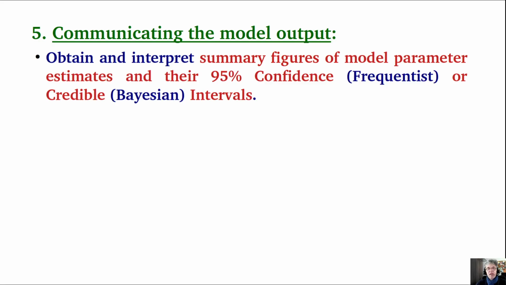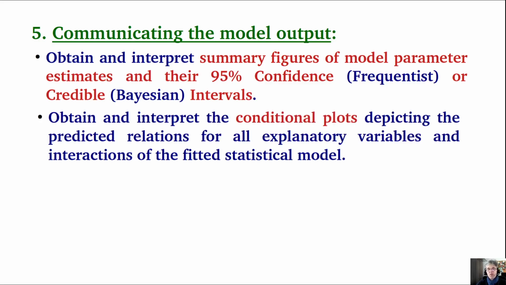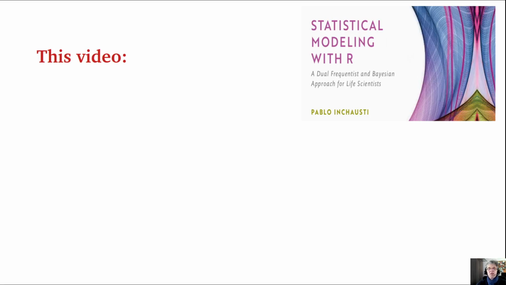So in communicating the model output, we should always obtain and interpret figures or plots of the model parameter estimates, either the point estimates or the means of the posterior distributions, along with their 95% confidence or credible intervals in each of the statistical frameworks. And we should always obtain and interpret the conditional plots depicting the predictive relationship between explanatory variables and interactions of the fitted statistical model. So this is the essential procedure that I'm going to follow in all the remaining videos, each with specific chapters of the book.